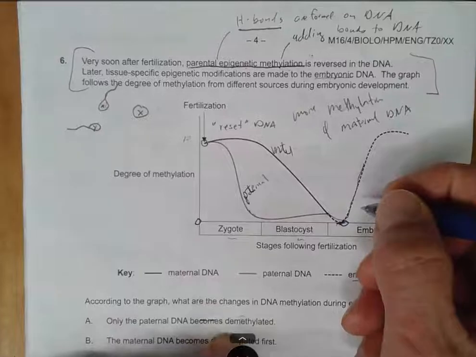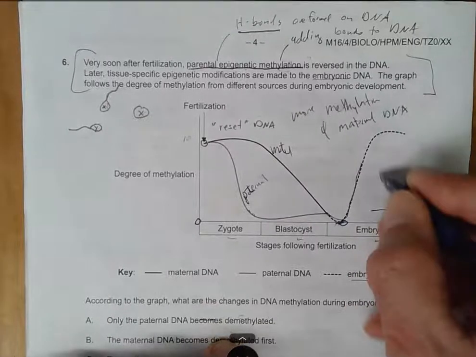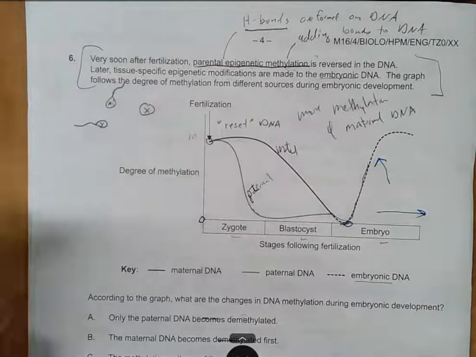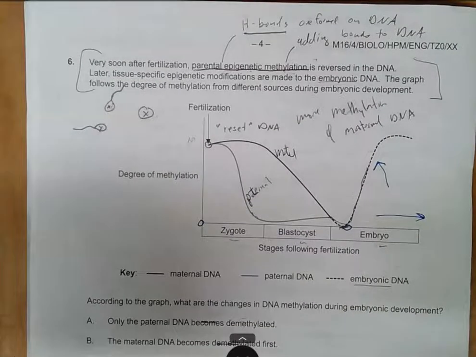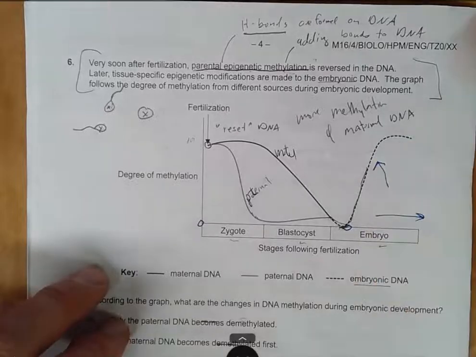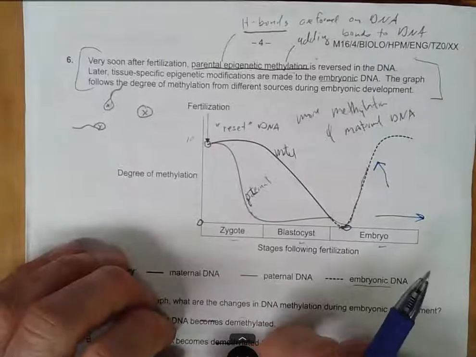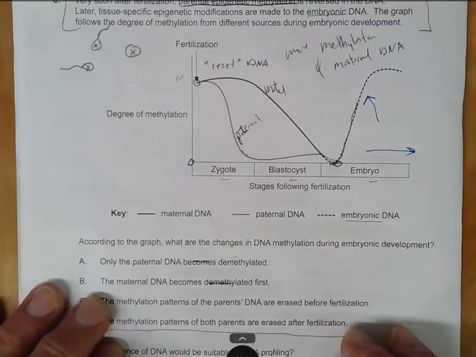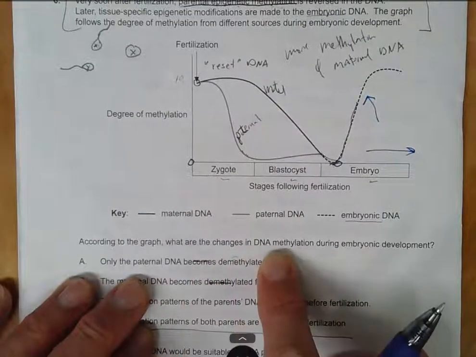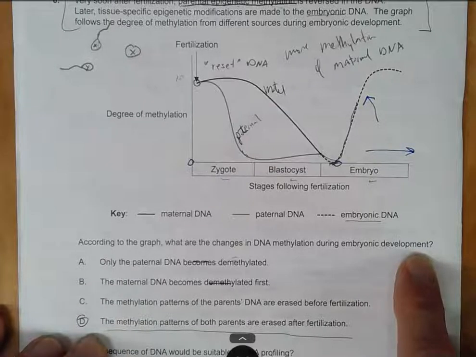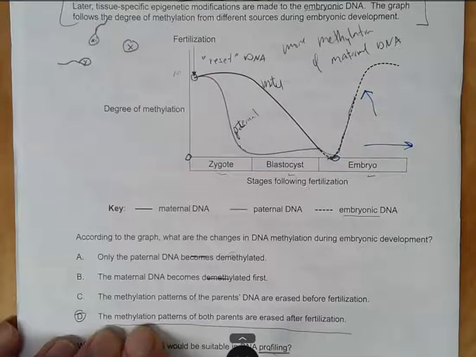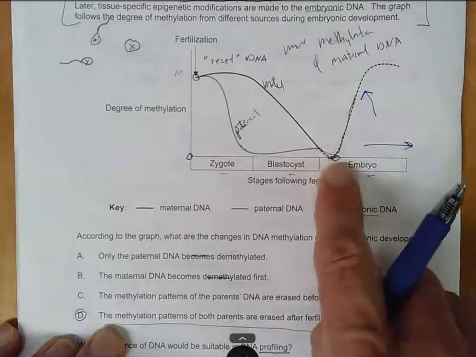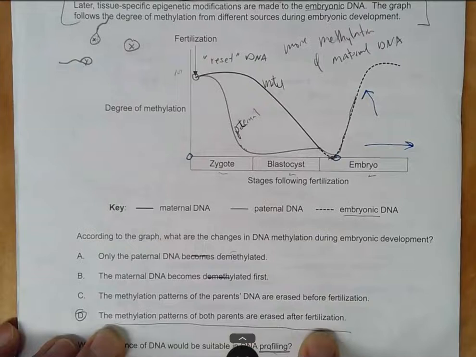And then as the embryo develops, it methylates the DNA here. It puts its own mark on the DNA. Now, there is thought that some, not all methylation is removed, right? It would be hard to eliminate everything, but most of it does get removed. But on the graph, what are the changes in DNA methylation during embryonic development? And we can see they are erased after fertilization because it goes down to 0. Best we can tell.